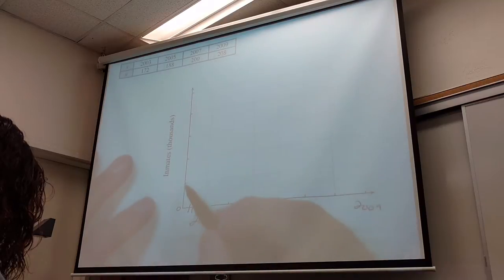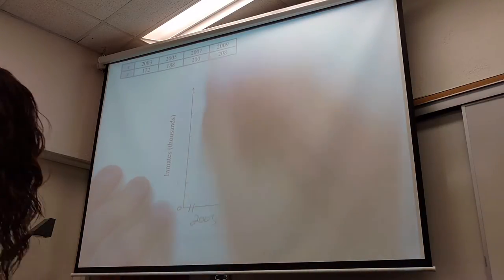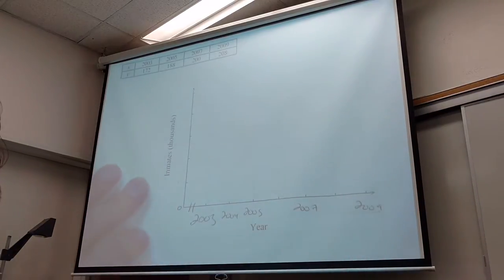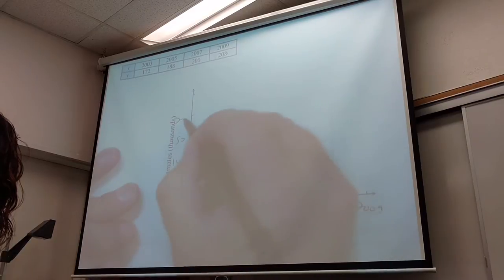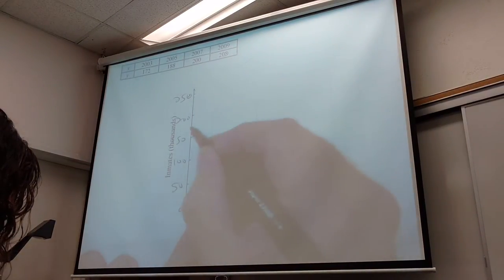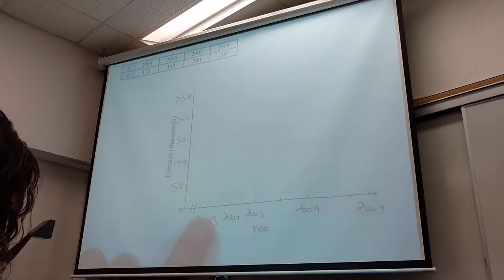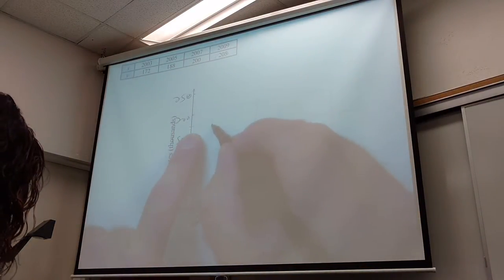It would suck to do 1,000. Or sometimes people feel like they have to do 1, 2, 3. Oh, it's going to take me forever to get up there. So if I do 50, 100, 150, 200, 250, then if I plot 2003, where would it be? 172. Yeah, 172. So right in between these is what? 175. So 172 would be just a little bit below that.